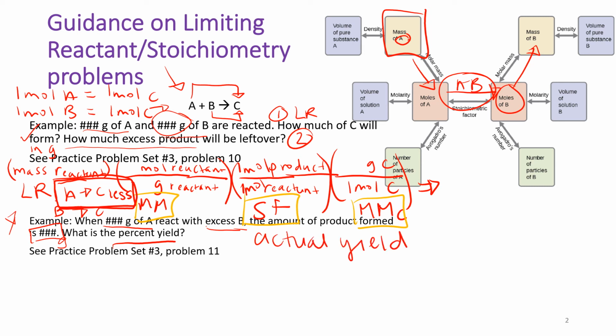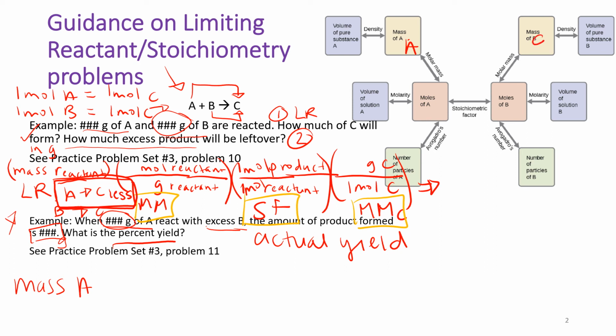What you need to do is take this mass of A and, now this time, again, the mole map is your best friend. This time you are starting off with A and you need to get to your theoretical yield of C. So you need to start off with mass of A, go to moles of A, use your stoichiometric factor between A and C to get to moles of C, and then mass of C. That will give you your theoretical yield.